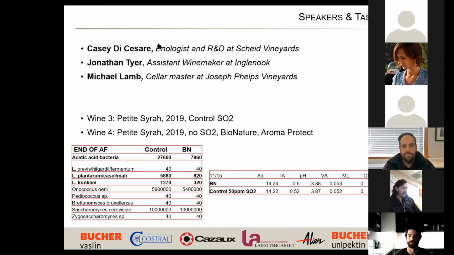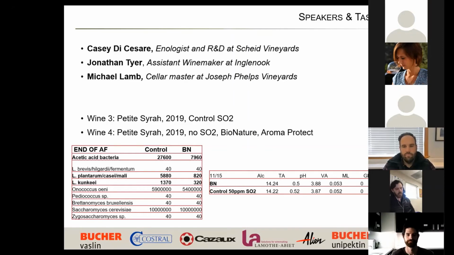So with the SO2, we did a 50-part add at crush, another 50-part add after malolactic fermentation, and I'll go through the variables that we did with the organic protocol, but we did all the same additives. The only difference was that one had SO2, and in wine 4, our no SO2 protocol.